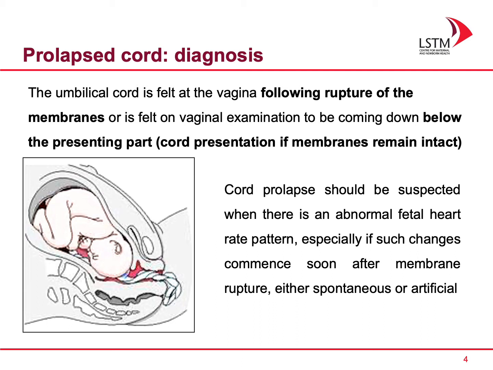As we know, cord presentation is only when the membranes are intact. So cord prolapse is when the membranes have already been ruptured. Cord prolapse should be suspected when there is an abnormal fetal heart rate pattern, especially if such changes commence soon after the membranes have been ruptured, either spontaneously or by artificial rupture of membranes.